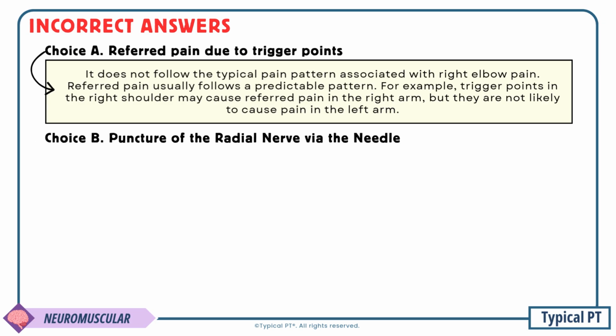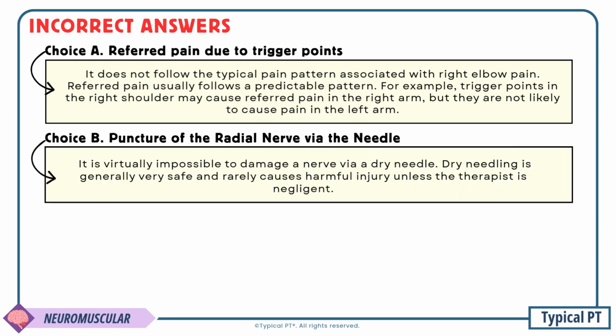Answer choice B, puncture of the radial nerve via the needle, is incorrect because it is virtually impossible to damage a nerve via a dry needle. Dry needling is generally very safe and rarely causes harmful injury unless the therapist is negligent.